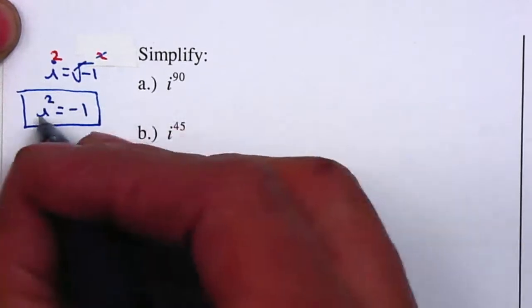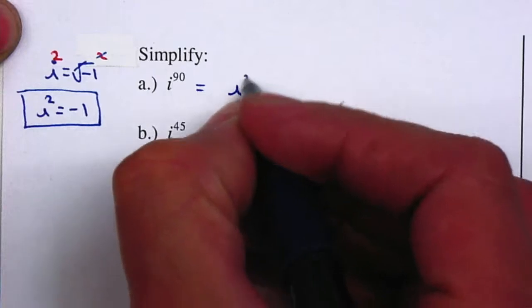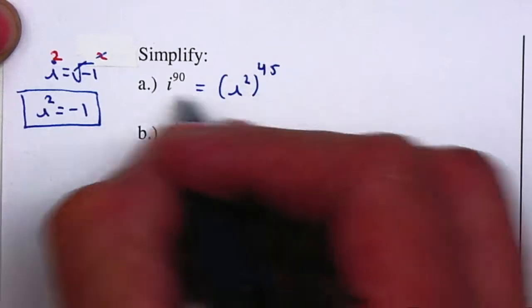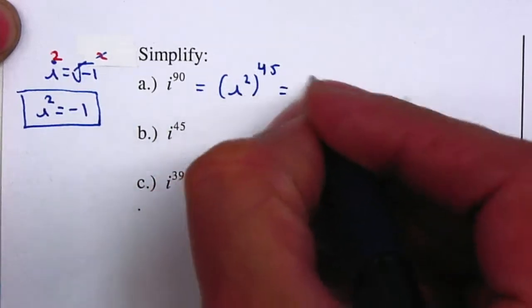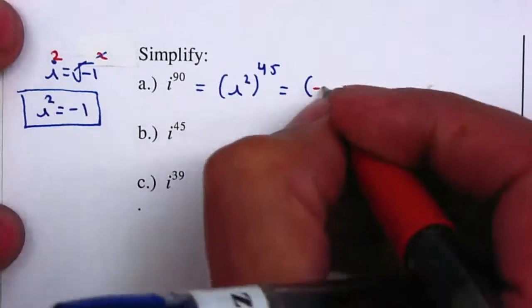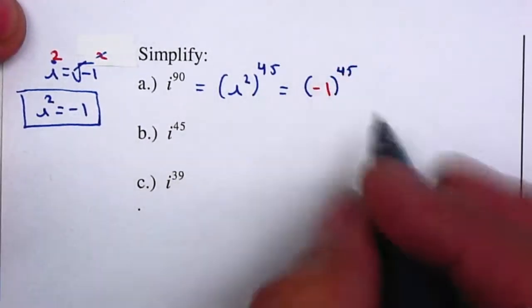So I need to find how many i squares are in 90. I know that how many i squares are in 90 is 45. And if you're not sure, you can just use long division. Now I'm going to substitute the i squared by replacing it with the value of i squared, which is -1, to the 45th power.